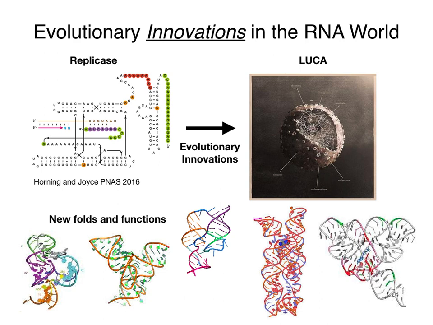So if we imagine an RNA world where RNA played an important role in the origins of life, then we can imagine the need to evolve from a simple replication system on the left to something like a last universal common ancestor on the right. And this process must have involved numerous evolutionary innovations, which are the emergence of entirely new folds and functions through the process of evolution.